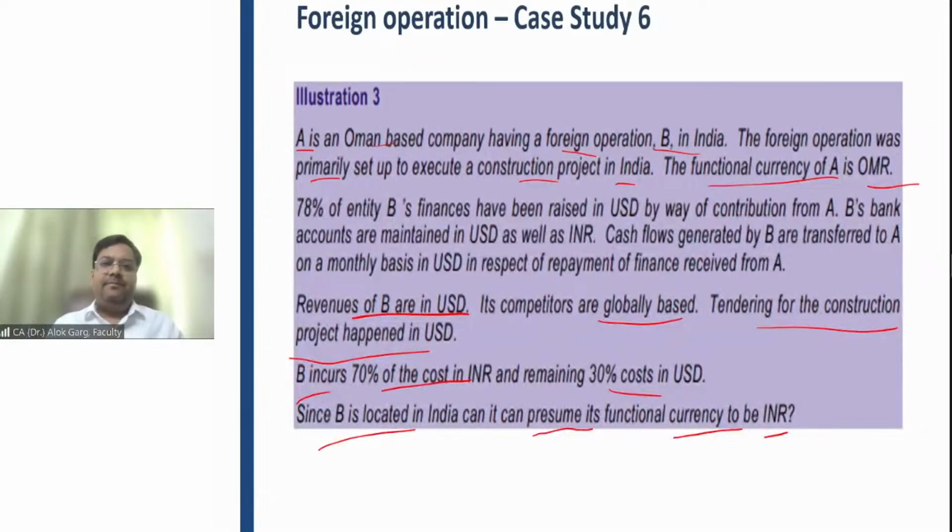Okay, guys, let's understand this again. See, this A is a company based in Oman. Oman is outside India, right? They have created a company B in India. First of all, why has B been created? B has been created to execute a construction project in India, right? So it means the service has to be delivered in India. The site has to be constructed in India, and for which an entity B has been created.